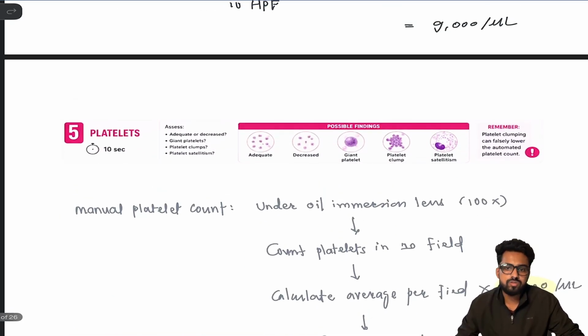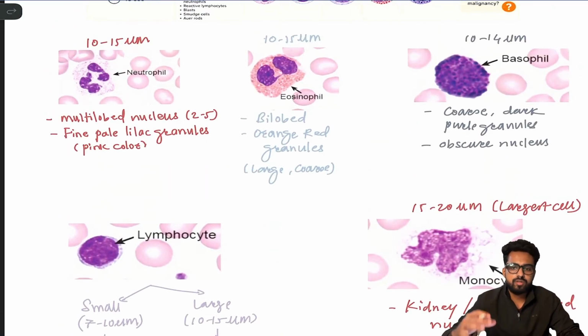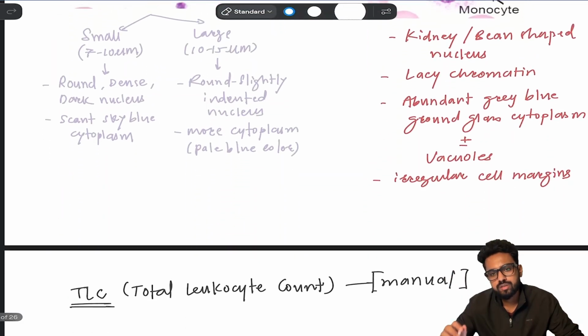And for the differential leukocyte count, you should know these important points for identification, and according to that, on your cell manual counter you should calculate the 100 cells.